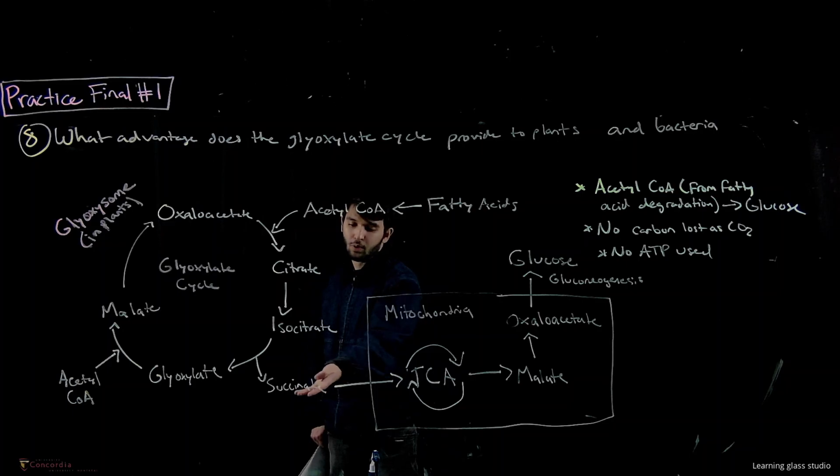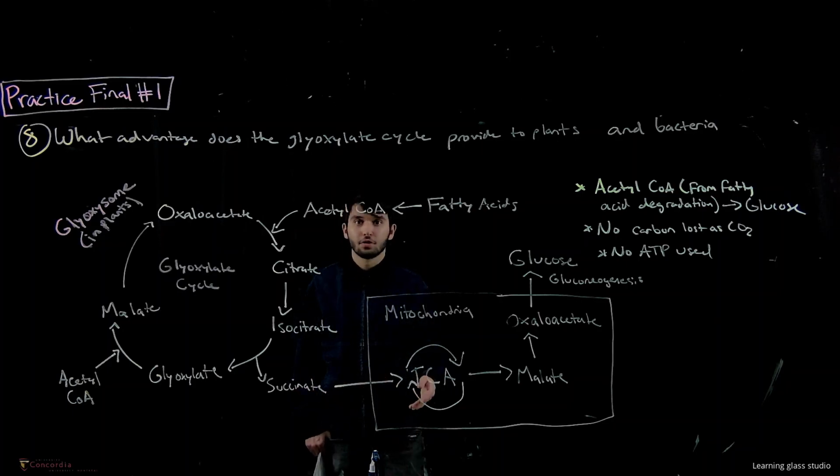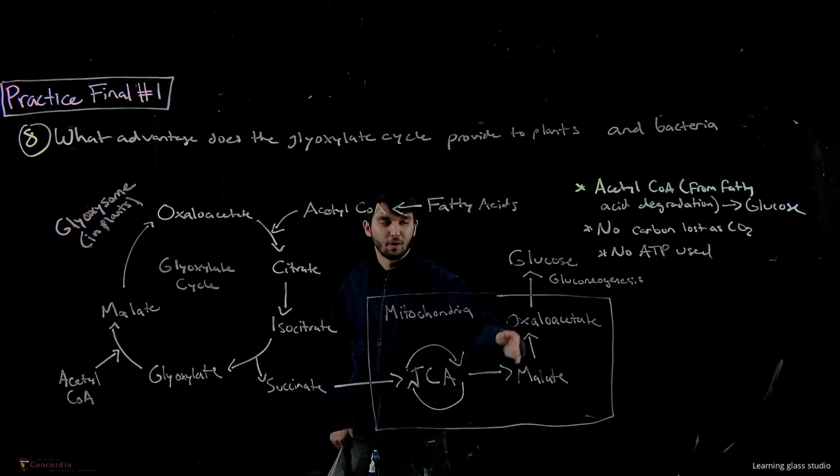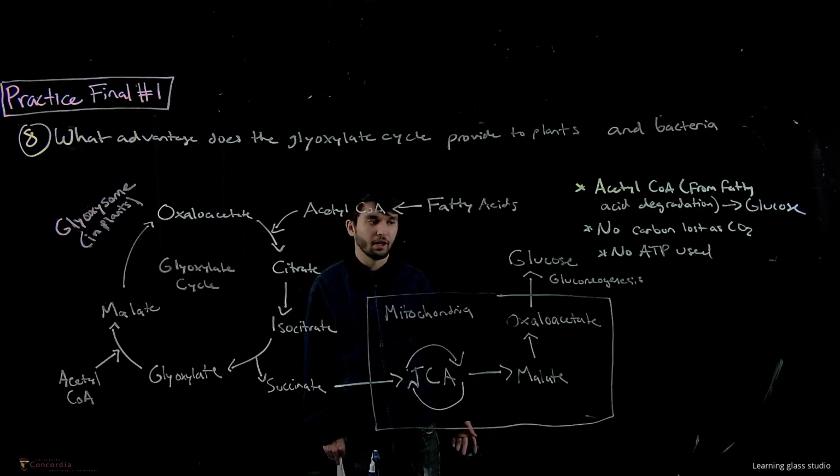So the succinate will then leave the cycle. It will enter the mitochondria, where it will enter the citric acid cycle. The citric acid cycle will produce malate, turning into oxaloacetate. Oxaloacetate, remember, can then enter gluconeogenesis, which we saw earlier, to produce glucose.